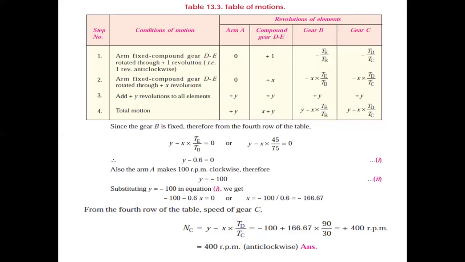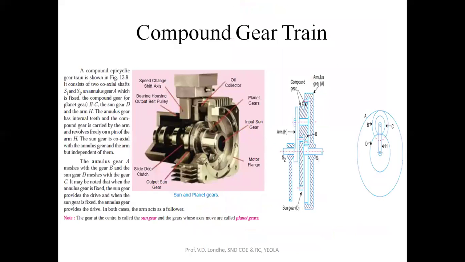Then for the next problem, that is the compound gear train, this is a compound gear train which is having a sun and planet gear system. Here gear A is the internal gear, also called the annular wheel. Then gear D is the sun gear, the center wheel, and gears B and C will be the compound wheel. Now what is the statement here? You have to find the speed of the outer wheel, that is internal gear A.